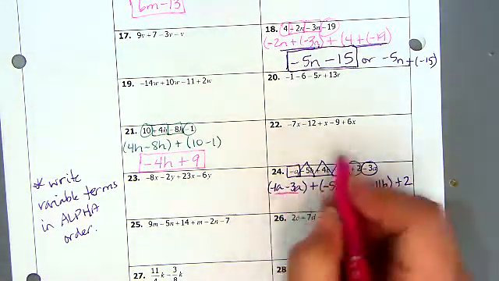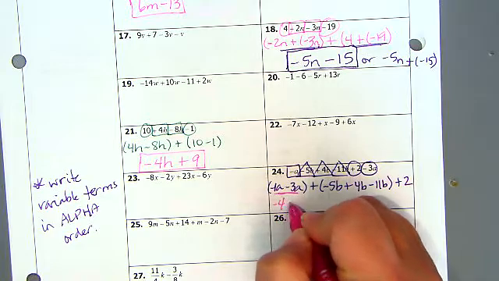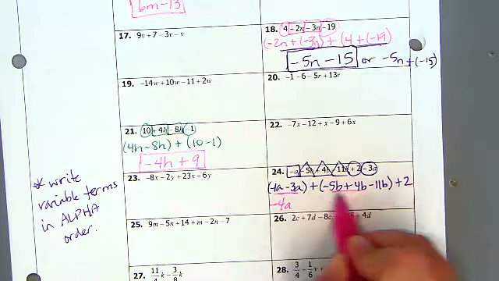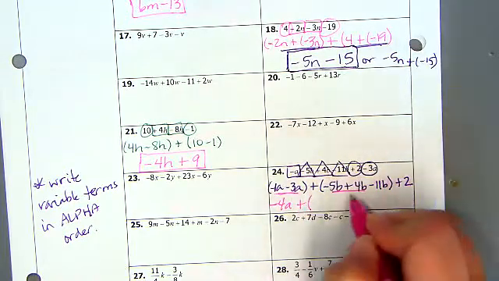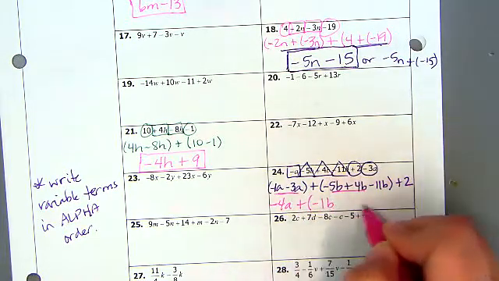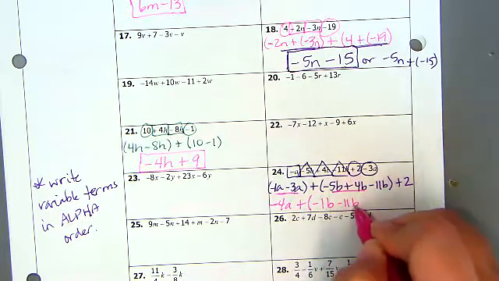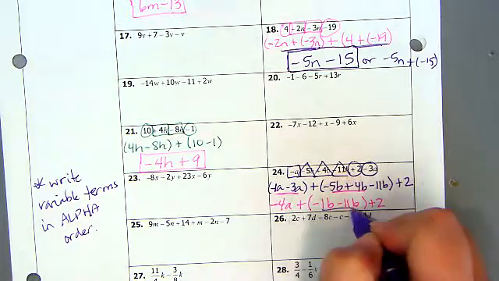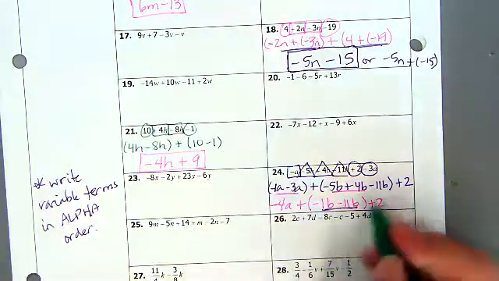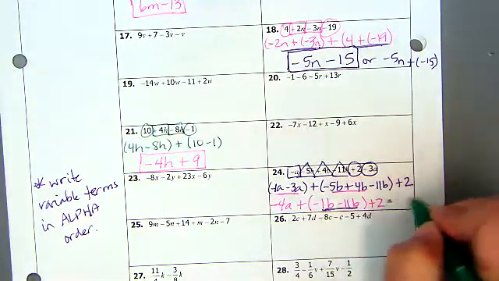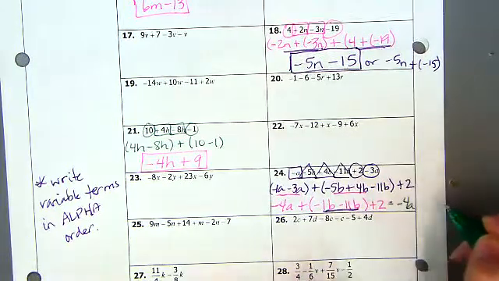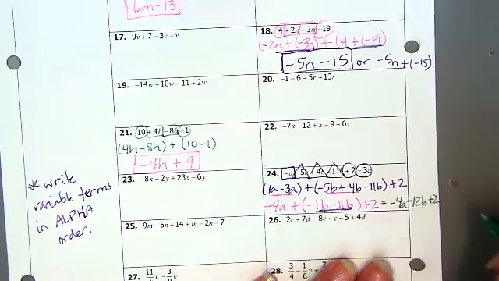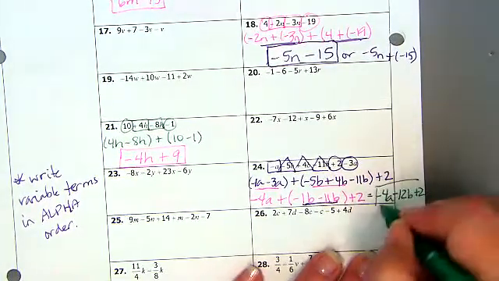Negative 1a, those are doing teamwork, so this is going to be a negative 4a. Here I can only do two numbers at a time, so I'm going to combine these together first. Plus, so that's going to give me a negative 1b minus 11b plus 2. Now I'm going to combine these two. Oops, that's the wrong color. And now we end up with negative 4a minus 12b plus 2. This is my final answer.